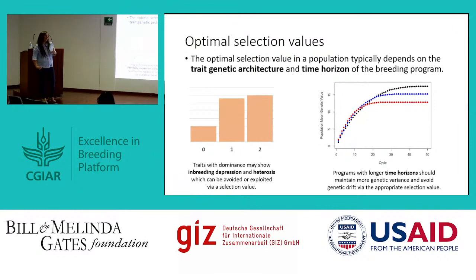The optimal selection value you might want to use in your population really just depends on the trait genetic architecture and the time horizon of your breeding program, okay? The big deal here is, like we were saying, as far as trait genetic architecture goes, traits that have dominance can show inbreeding depression and heterosis when you observe genotypes that have too few or extra heterozygotes, right? So you can avoid or exploit that via selection value, GCA, like we were talking about. So that's one major decision, and it's really complex to make.